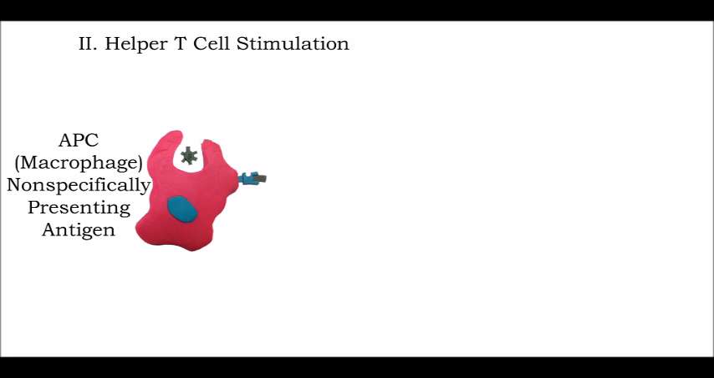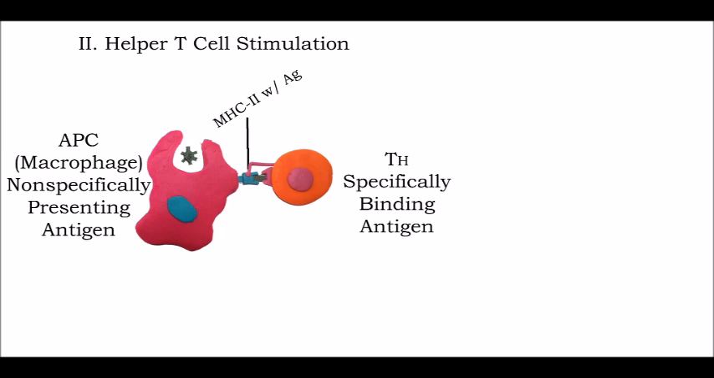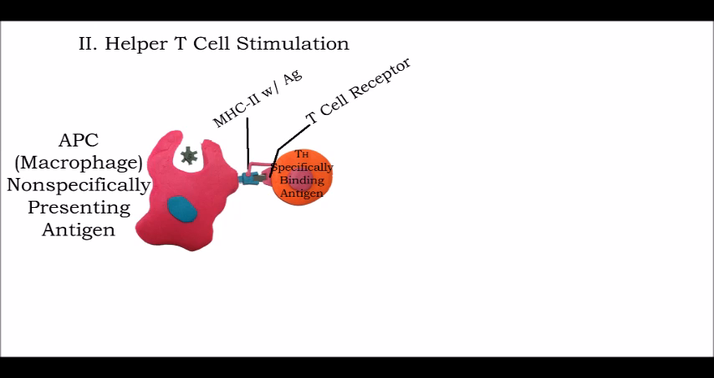The antigen is presented on the cell surface on the major histocompatibility complex, but we're just going to call it MHC2 here and note that it has an antigen, abbreviated AG, attached to it. A helper T-cell binds to the MHC2 antigen complex, and it is specific to the antigen, so we say T sub H specifically binding antigen. You have to draw the T-cell receptor, which binds to the antigen, and then also a little doohickey called a CD4, which is a glycoprotein that binds directly to the MHC2.